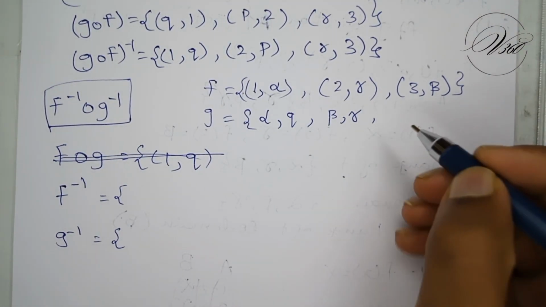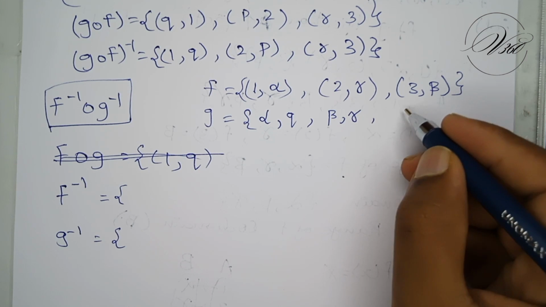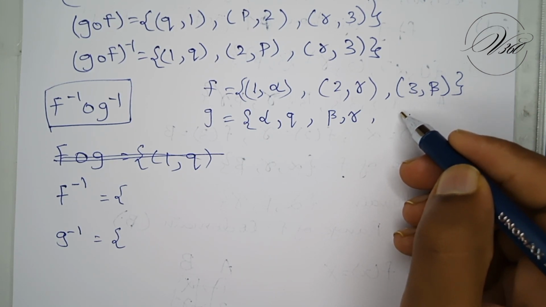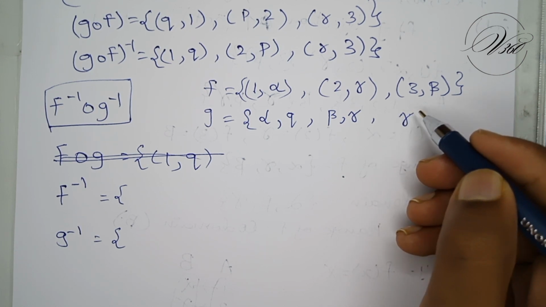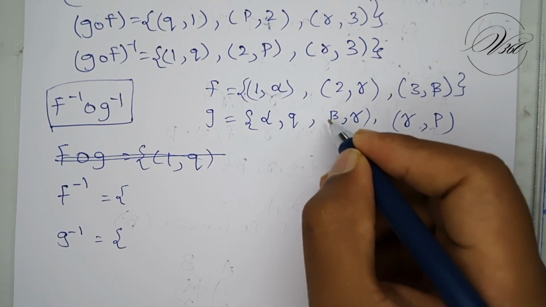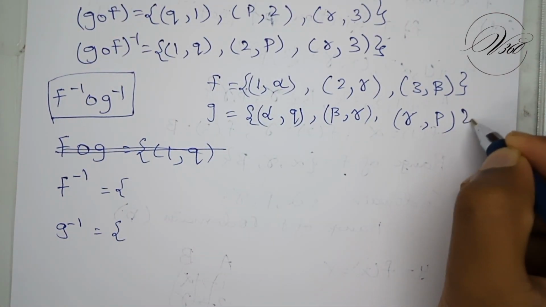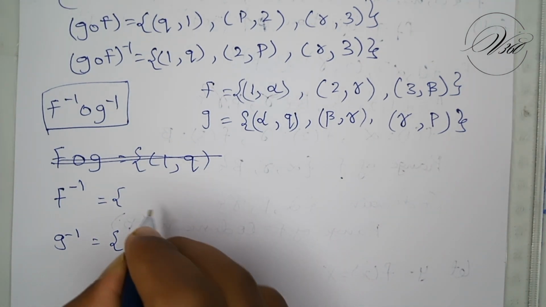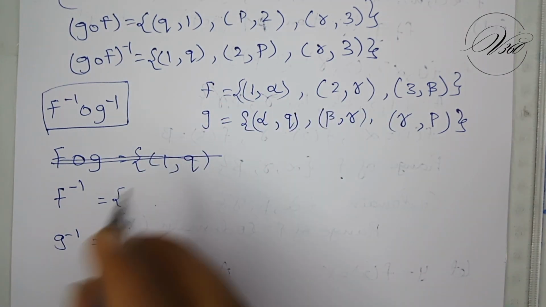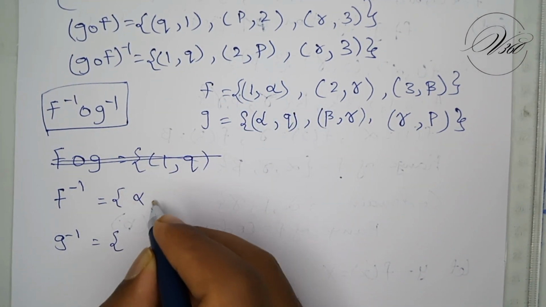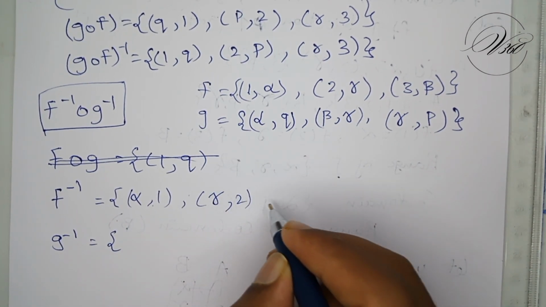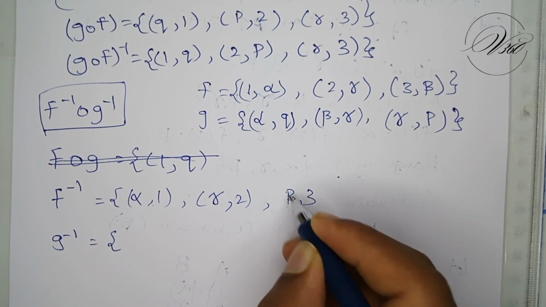So here, now, for gamma it is P. Okay. Now we will do the next step, that is we should inverse F. So alpha comma 1, gamma comma 2, beta comma 3. Okay.